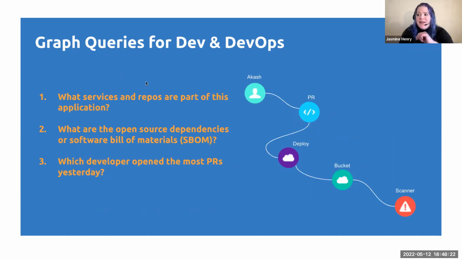I guess I had a 4th use case, dev and DevOps. What services and repos are part of this application? Software bill of materials, like we discussed. If you're able to ingest that kind of data from your Git into your graph, and who's opening PRs. Or more realistically, what developer has access to so many legacy systems that they're approving their own PRs?